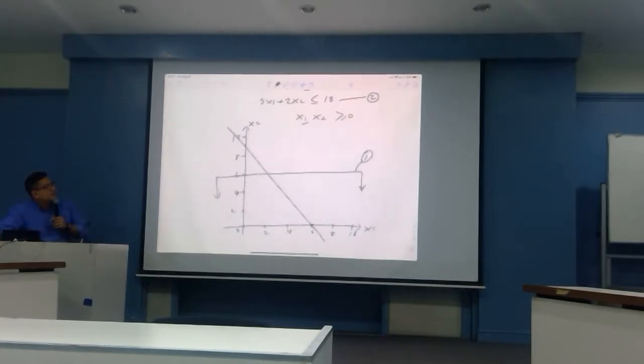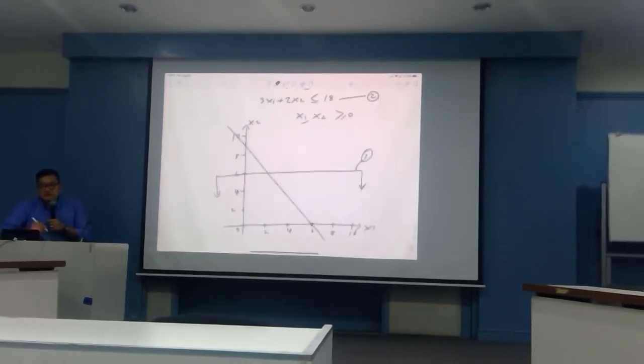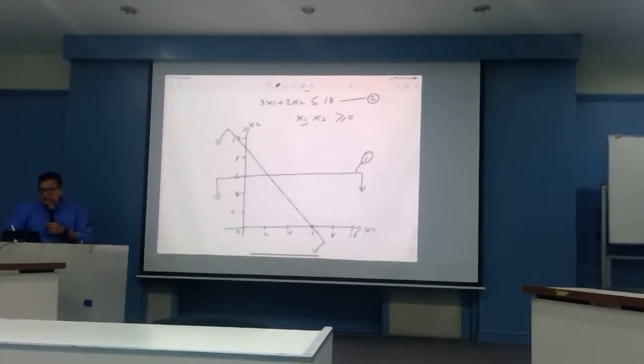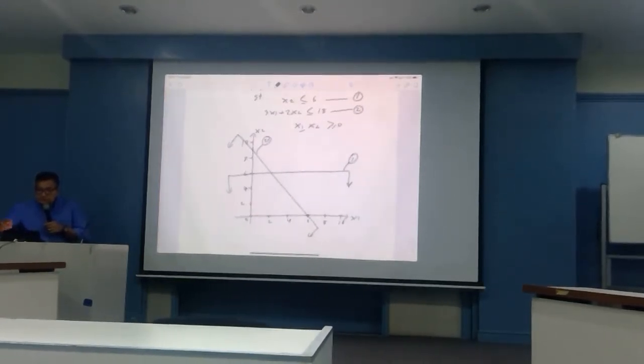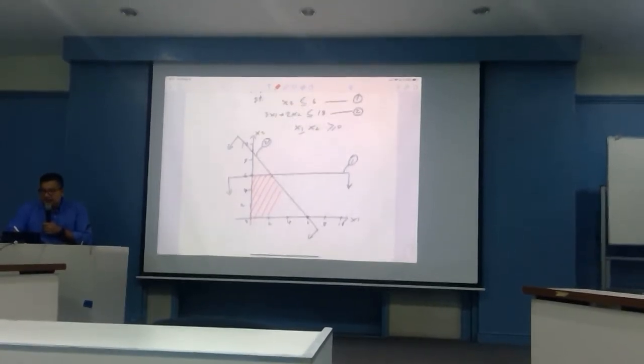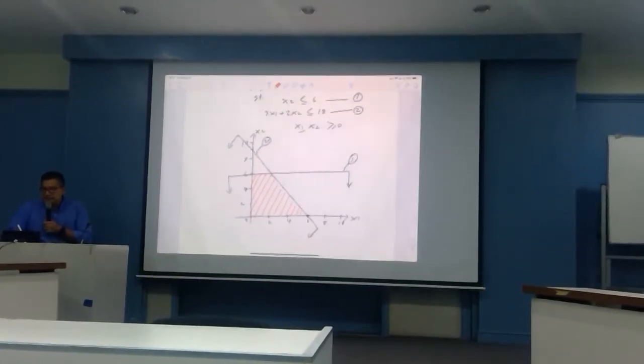Cutting x1 at 6, cutting x2 at 9. And it's less than or equal, right? So we shade below the line. So we go in this direction. So this is the second constraint. Then, after we have the graph of the two constraints, we try to find the intersection area, and we shade that area. We call it the feasible area, and this is the feasible area.